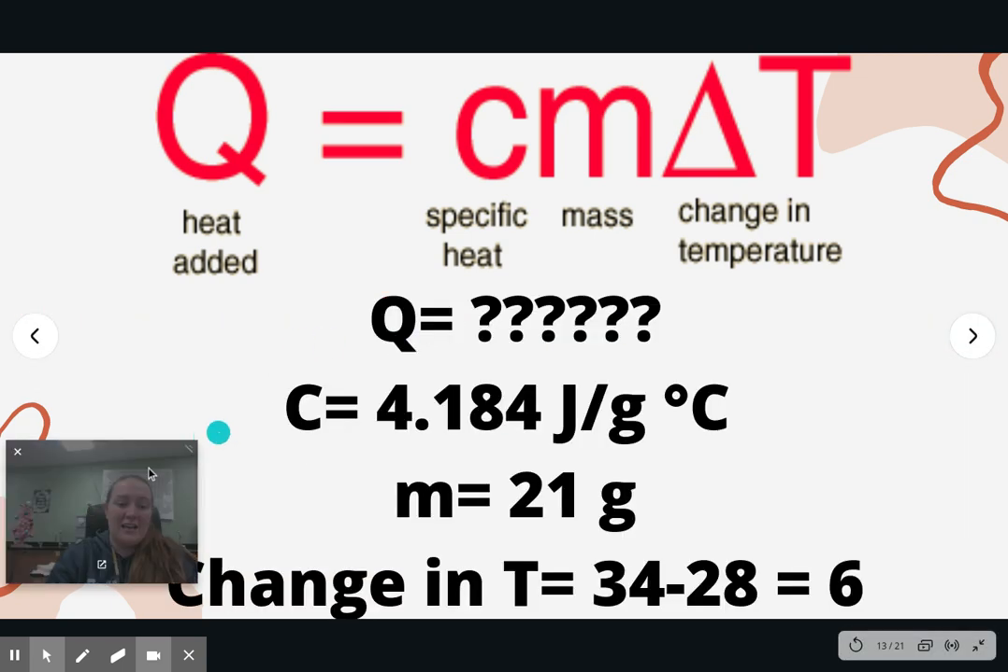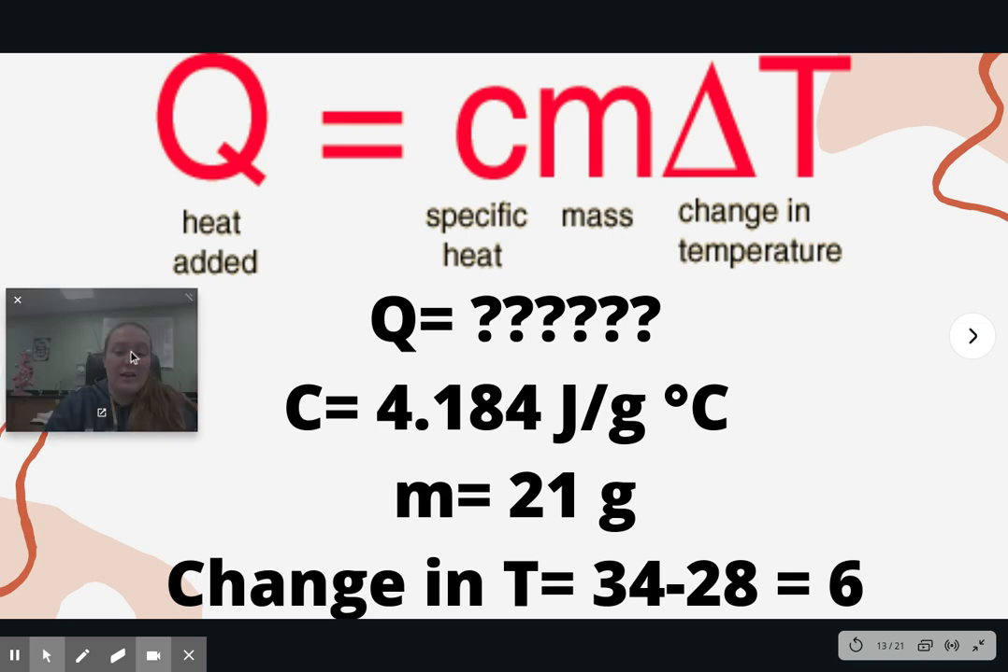Let's try one of these. So this is how you'd set it up. You're going to do Q equals, so that's what we're looking for. Then we have C. Again, you're going to be given this number in your problems. And then you have M. M is your mass. That's the 21 grams of the substance that you're trying to find. You then have your change in temperature. 34 minus 28, equals 6.